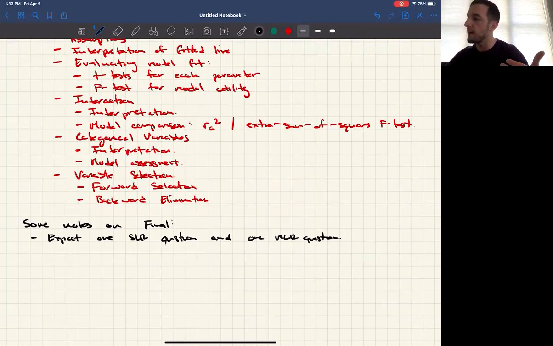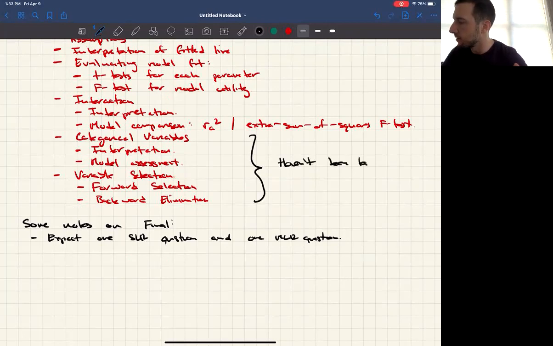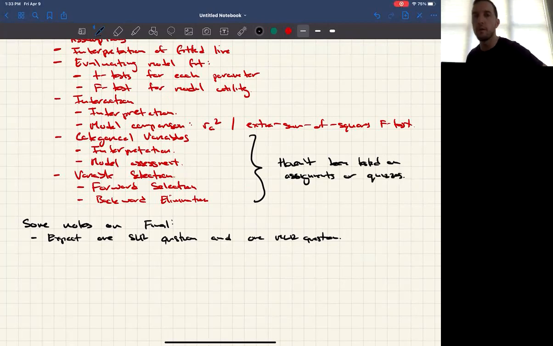The things that we haven't, so none of this has been tested via a formal test, but these 2 sections here haven't been tested on assignments or quizzes. Okay, so those are the only 2 sections that you haven't had any kind of assessment on.